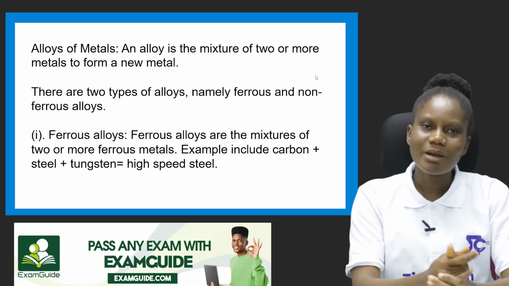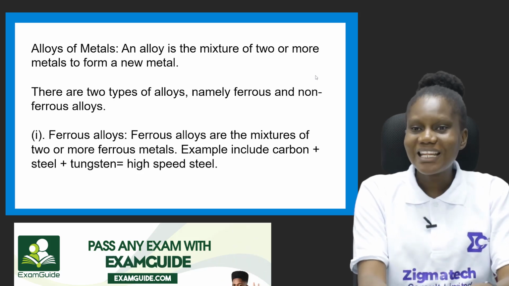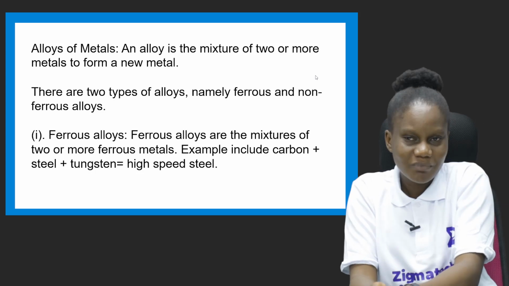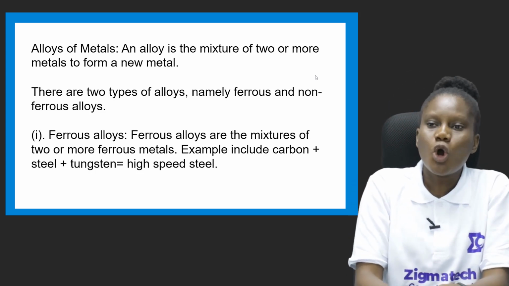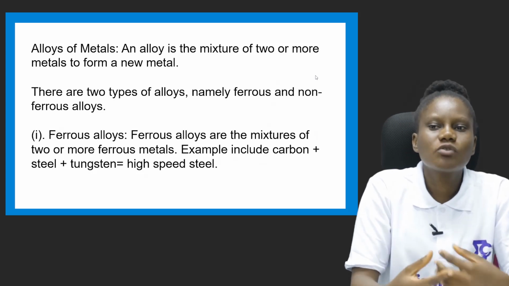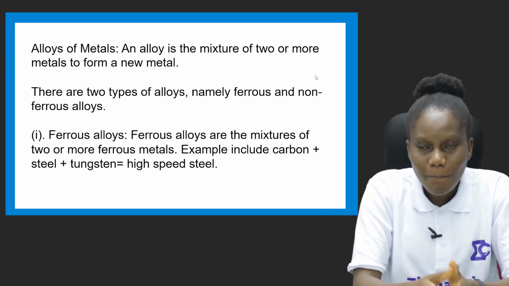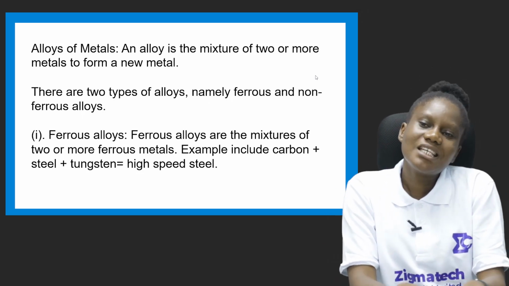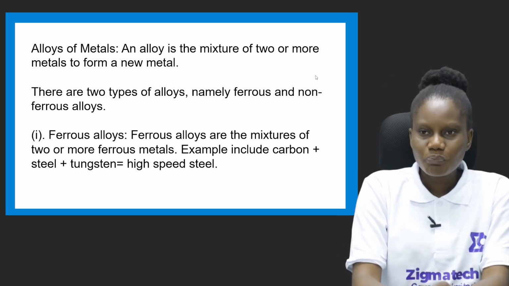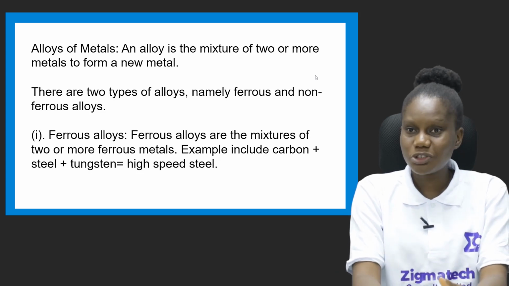Alloys of metal. You might be wondering, what is an alloy of metal again? It is simple. An alloy is the mixture of two or more metals to form a new metal. Whenever you hear of an alloy of something, that means you are mixing two or more materials together to form another thing. So you are not just having one, you're having a combination of two to form a new metal.